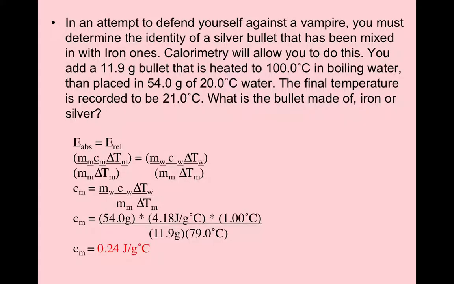And then here it is, 0.24 joules per gram degree Celsius. So we would check our chart and we would find that that is indeed a silver bullet. So I took the 54 grams, that canceled out with the grams here. The degrees Celsius canceled out, so we're going to just keep that unit for the specific heat, which is joules per gram degree Celsius. If we had this value in calories, the number wouldn't be the same, but it would be the number for the specific heat of silver in calories. So we do indeed have a silver bullet.